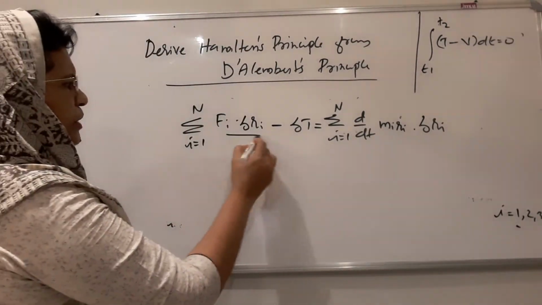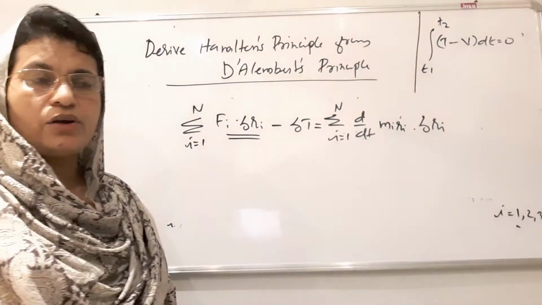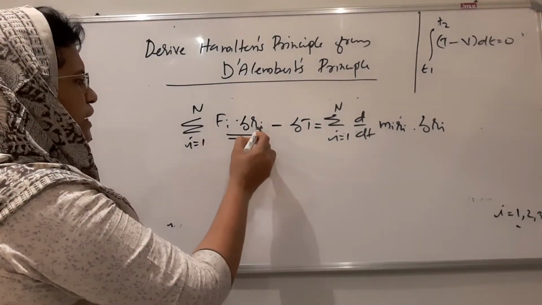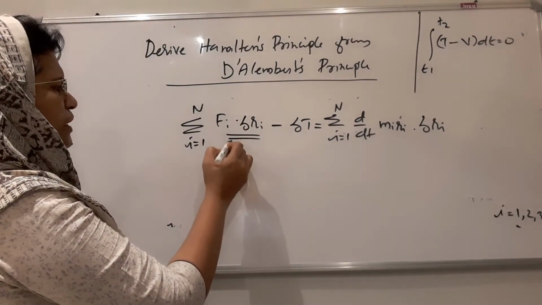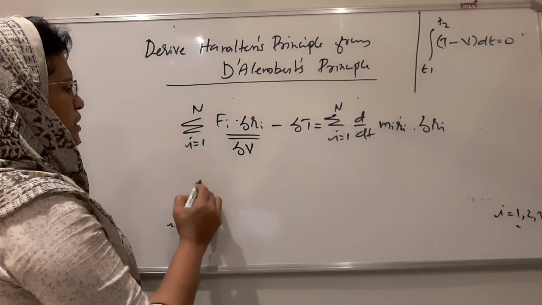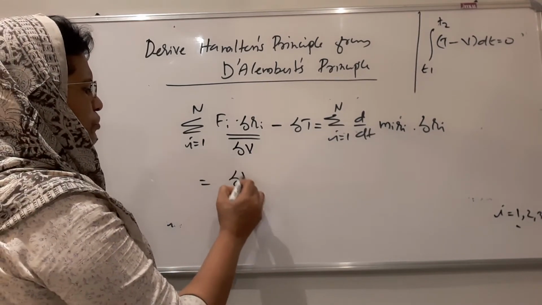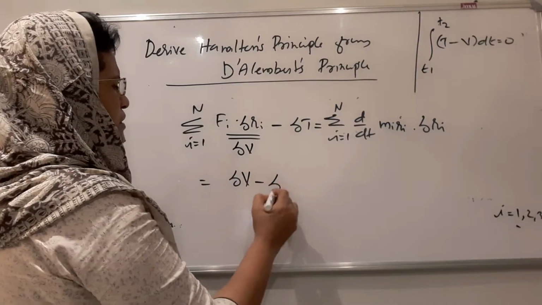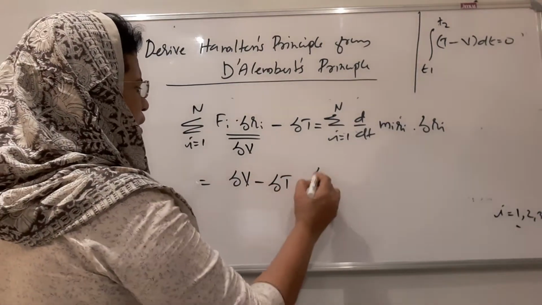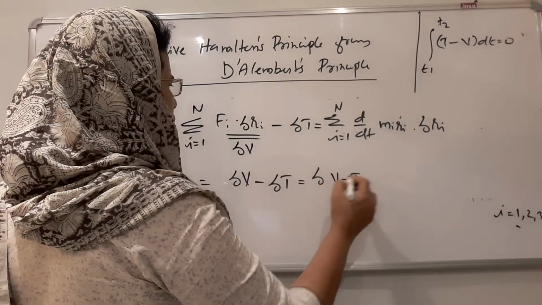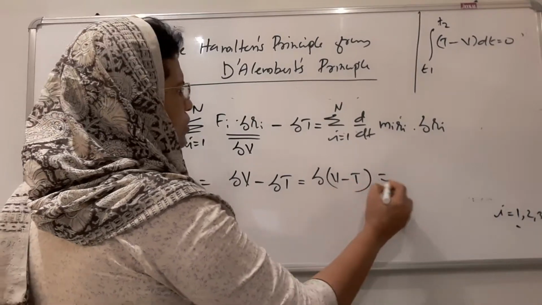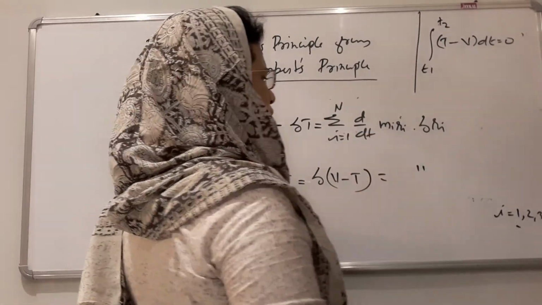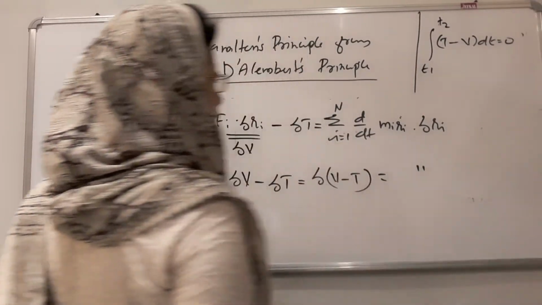Now, this first term can be written as delta of work done. F_i dot delta r_i is the work done, or it can be written as delta V. This is equal to delta V. For the complete particle, delta V minus delta T is equal to delta V minus T, is equal to the right hand side. Now, we can integrate the expression from t1 to t2.